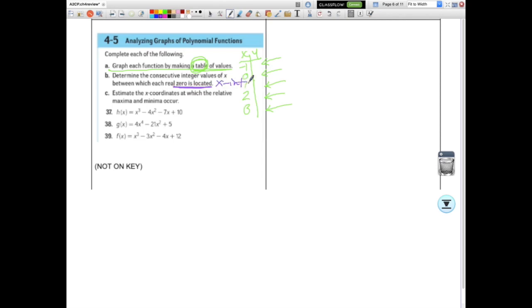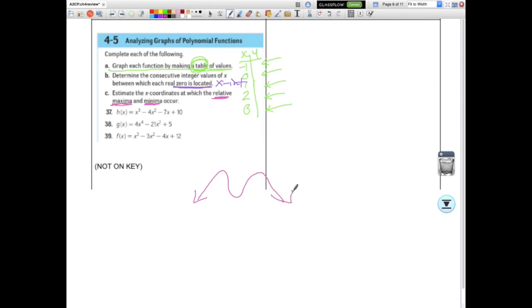A 0 is also known as an x-intercept, okay? So an x-intercept usually is going to happen between 2 numbers. If it does, you would say between x equals 2 and 3, or between x equals negative 1 and negative 4. And we can talk about that with an example in the future. It also asks you to estimate where the relative max and mins are. Relative means it's not going to be a total max and min.